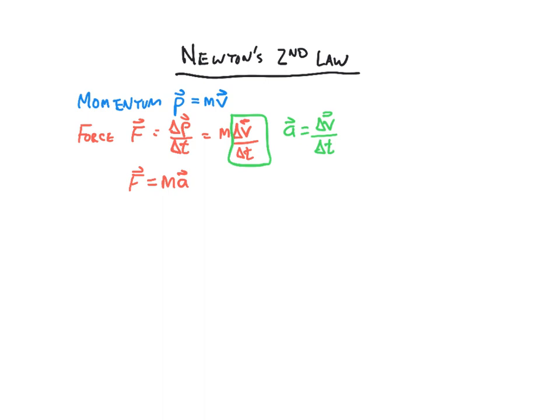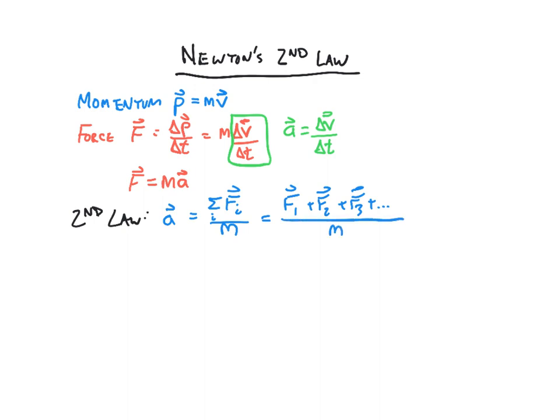Your book defines it slightly differently. They take it a step further, and they say that Newton's second law tells us that the acceleration is equal to the sum of all the forces divided by the mass of the object. In other words, the acceleration of an object is force 1 plus force 2 plus force 3, for all the forces, divided by the mass.